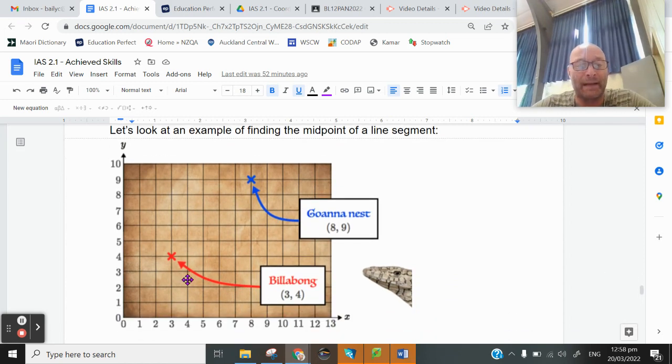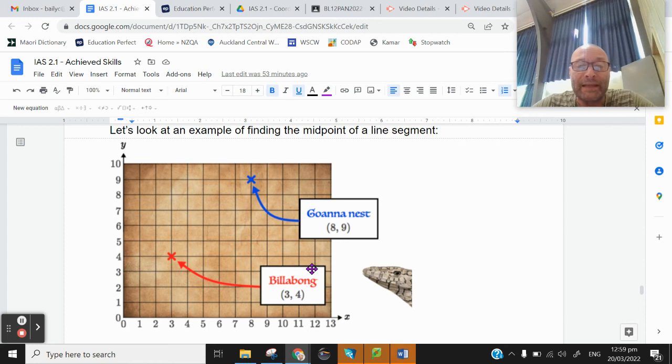Let's say we've got a billabong here at 3, 4, meaning over 3, up 4. And we've got a goanna nest at 8, 9, over 8 and up 9. Now the midpoint is going to be somewhere in here. Since in our coordinate, 3 is the x value and 4 is the y value, and in the goanna nest, 8 is the x and 9 is the y.